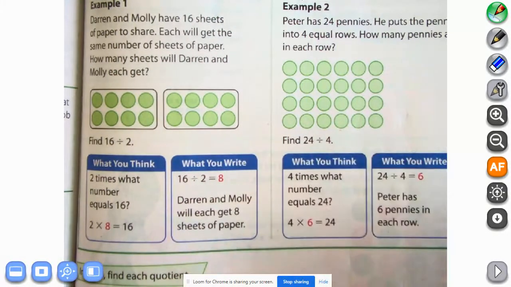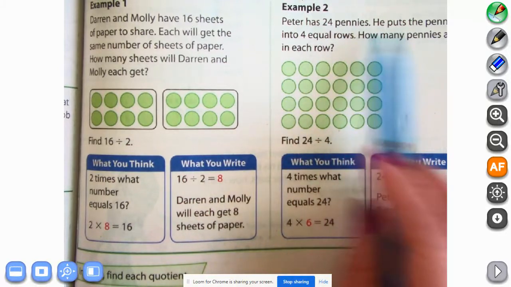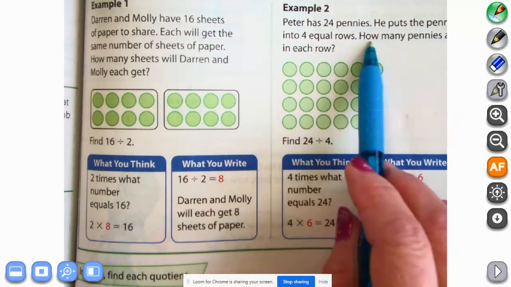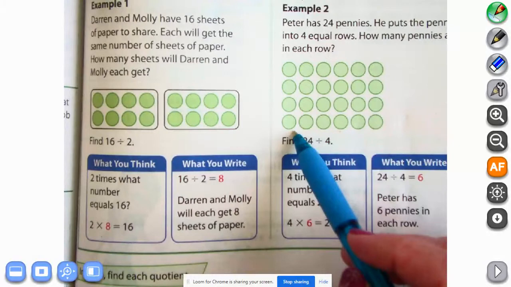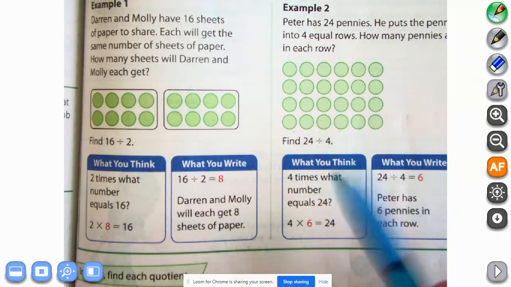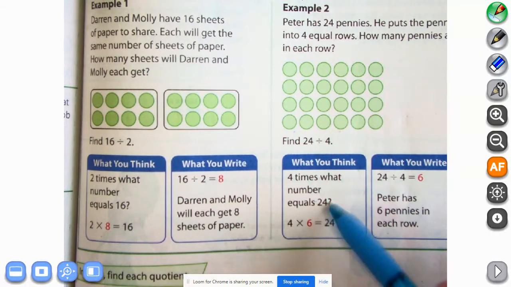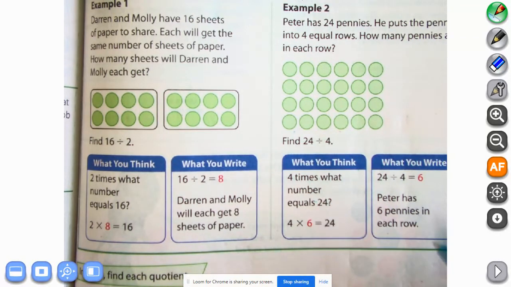Example 2 shows Peter has 24 pennies. He puts the pennies into 4 equal rows. How many pennies are in each row? So what you think is 4 times what number equals 24? 4 times 6 equals 24, and there are 6 in the row. So 24 divided by 4 will equal 6. Peter has 6 pennies in each row.